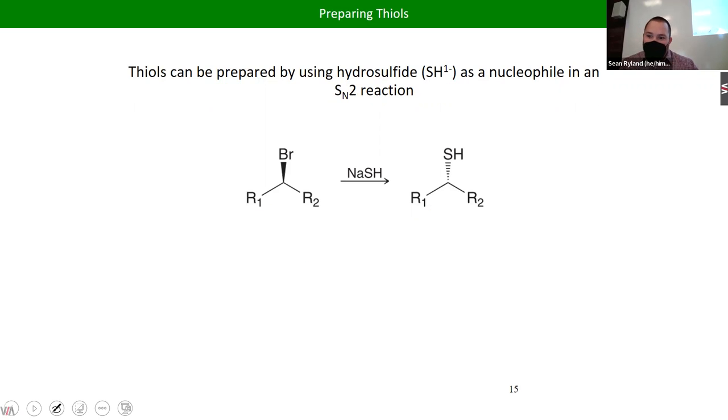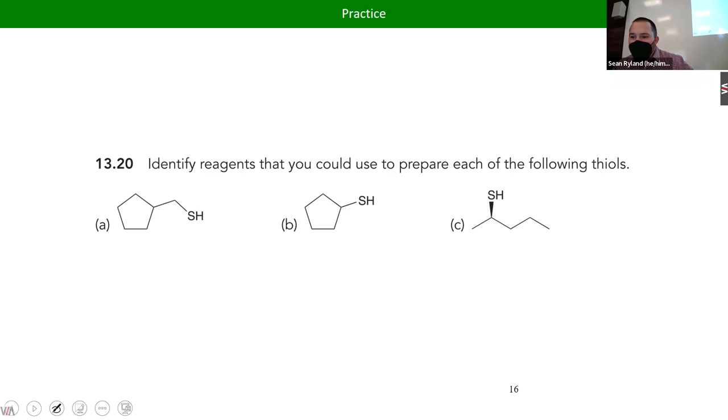If we want to make a thiol, we use a nucleophile that has a negative charge and an SH. So hydrosulfide, this is also known as a sulfide ion. And it basically just acts in an SN2. So if you have a good leaving group, expose it to a sulfide ion, you make a thiol. So if we wanted to make any of these thiols, we would just start by making the compound that has the leaving group in the right spot. And so if there's no stereochemistry involved, it's the same molecule, just replace the SH with bromide or iodide or chloride.